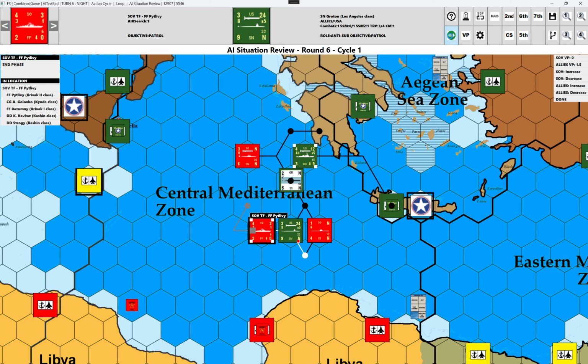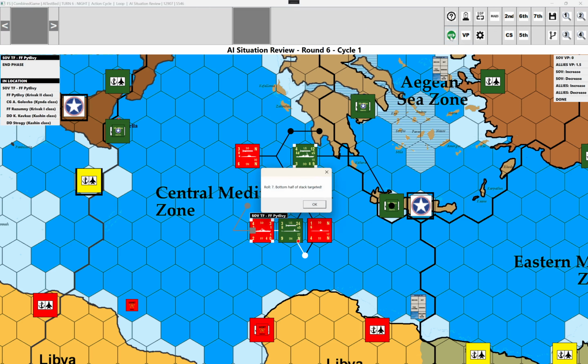Round 6. This should be the last. Oh, bottom half is stacked. Someone else is attacking now. Oh, the American. Oh, that was dumb. I think the American.